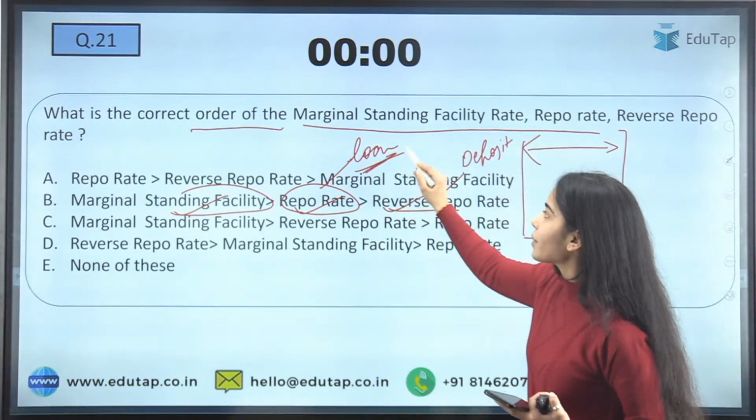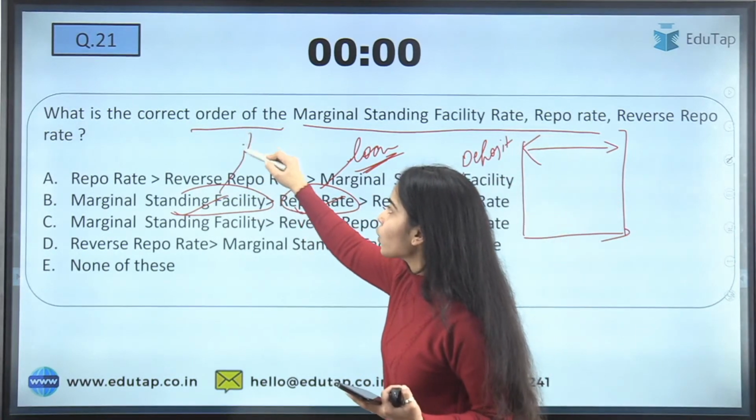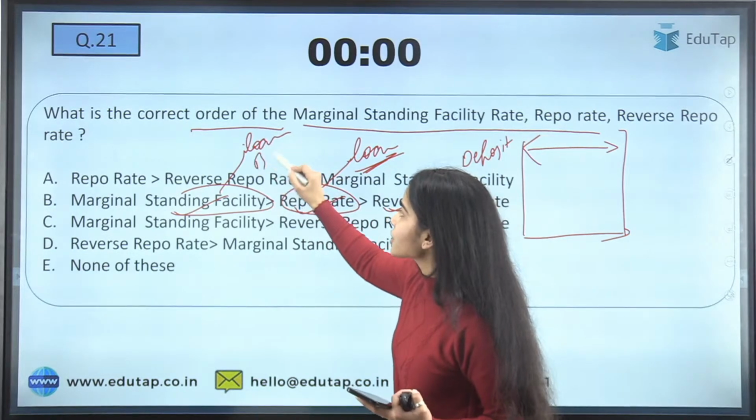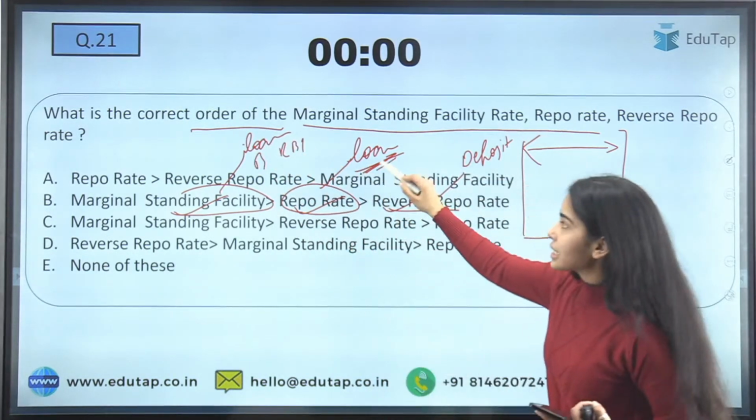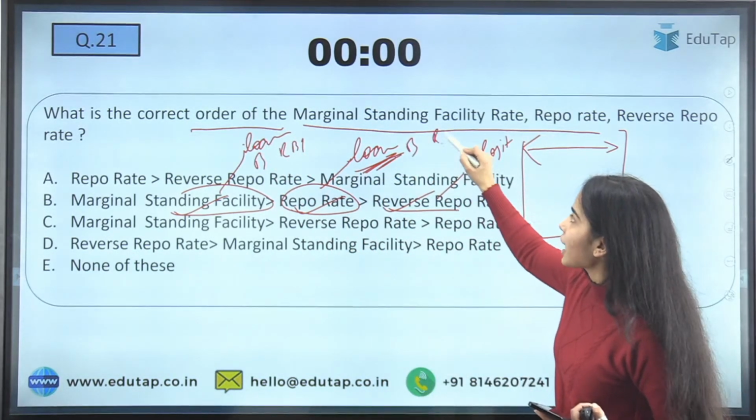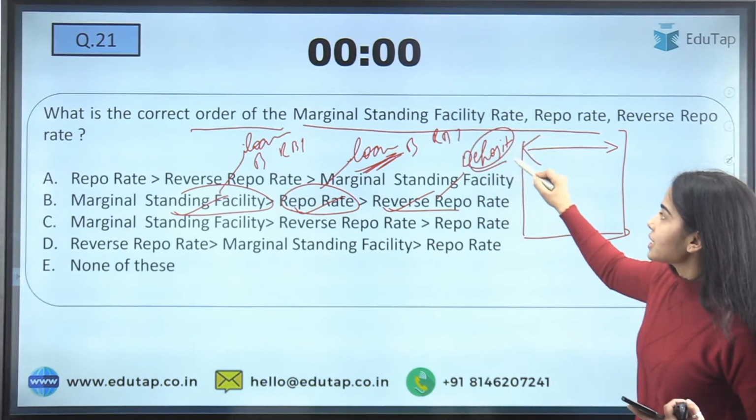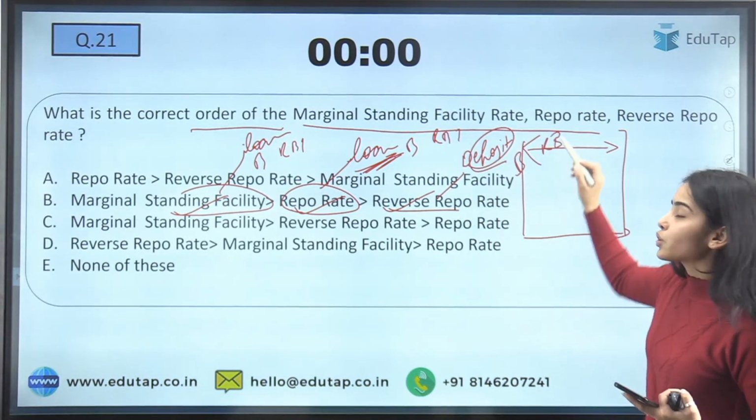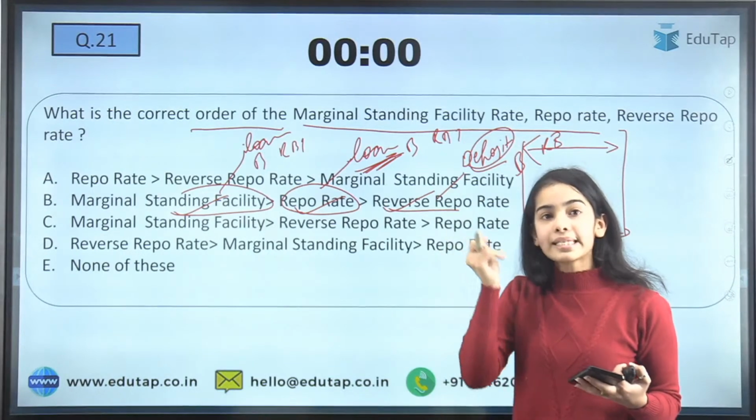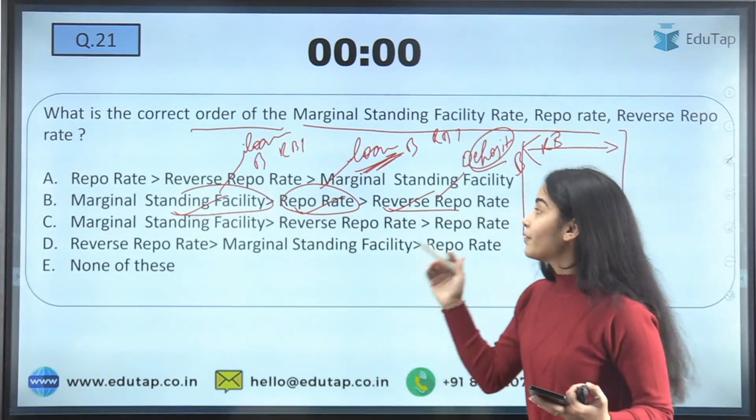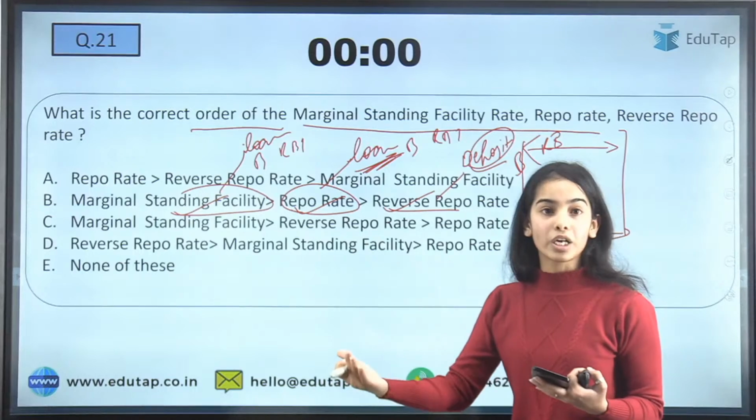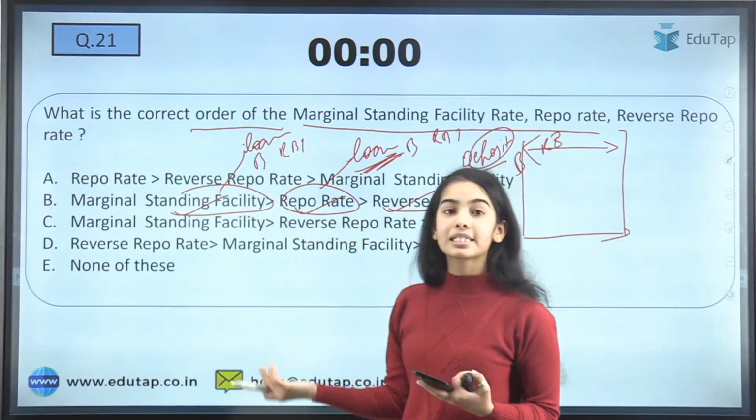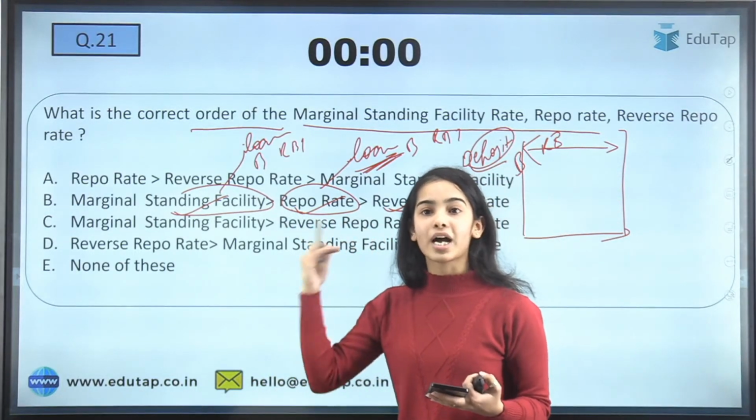This is the emergency loan that is taken by the banks from the RBI. This is the loan that the banks take from the RBI, and this is the deposit that the banks are doing with the RBI. So of course, when you are depositing, less interest rate will be given. When you are taking a loan, you have to give more. Then MSF, that is in an emergency case, you will give a much higher one.